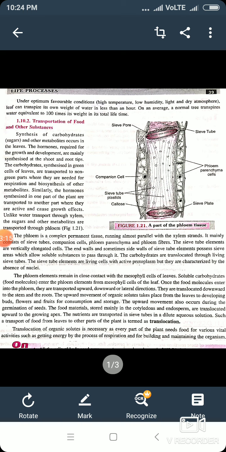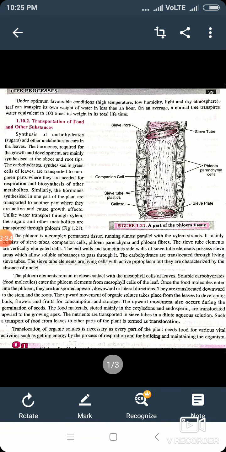The sieve tube elements are vertically elongated cells. You can see in the figure the end walls and sometimes side walls of sieve tube elements possess sieve areas which allow soluble substances to pass through. You can see in the figure the sieve plate through which the food is transported from one sieve cell to another. The carbohydrates are translocated through living sieve tubes.